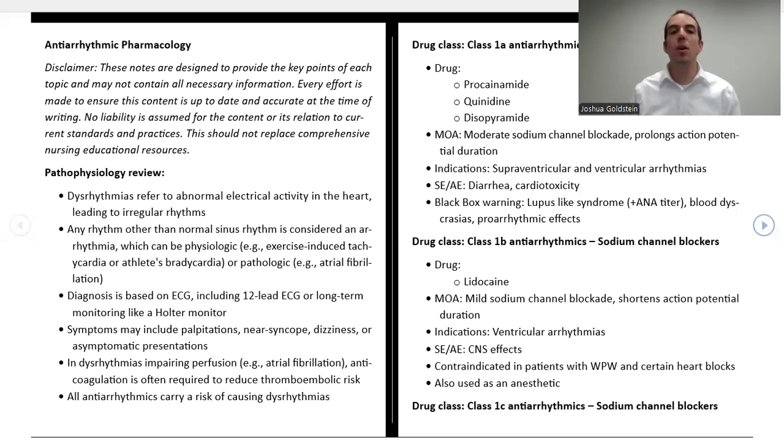I do want to make one last point before we go into discussing all the different medications. All antiarrhythmics, or almost all antiarrhythmics, carry a risk of causing dysrhythmias, which makes sense. If I'm giving you a medication that's going to mess with your heart rhythm, it also has a chance of messing with your heart rhythm. Just because I'm giving it for a positive effect doesn't mean it won't have a negative effect. That being said, obviously the risk versus reward is almost always there, which is why we use these drugs.